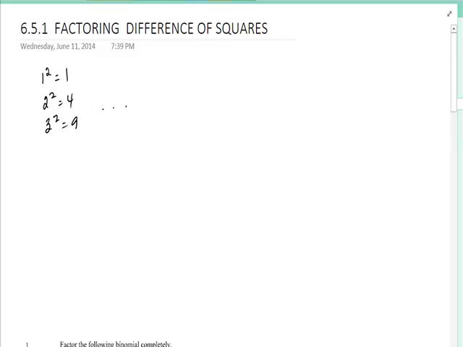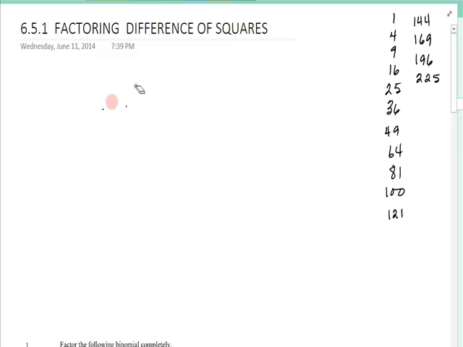So you can go back to the previous video and simply make yourself a list of the perfect squares: 1, 4, 9, 16, 25, 36, 49, 64, 81, 100, 121, 144, 169, 196, 225, and so on. That's all the way from 1 squared to 15 squared. So it'd be very good to remember those numbers, be familiar with them, that those are perfect squares.